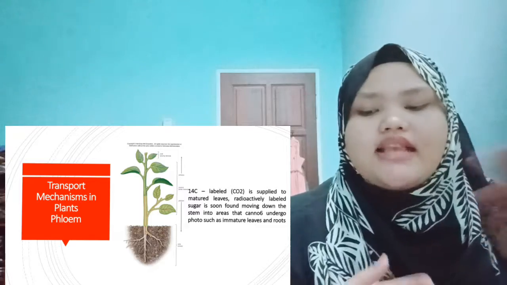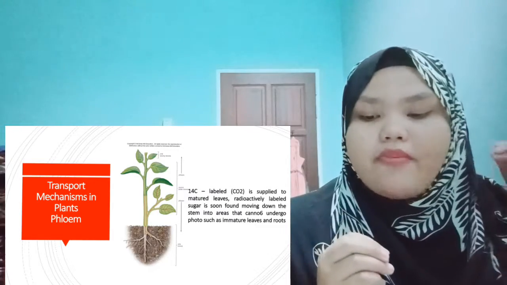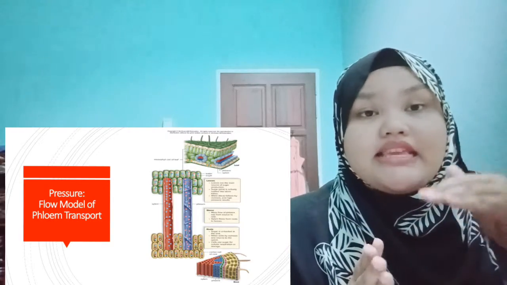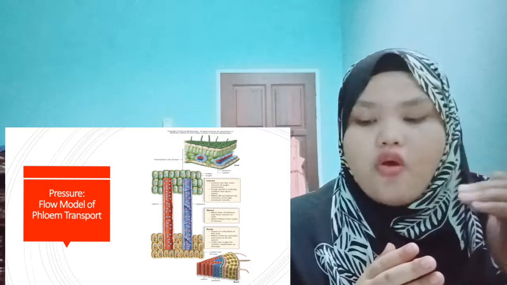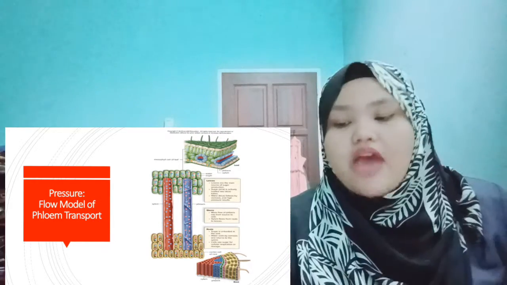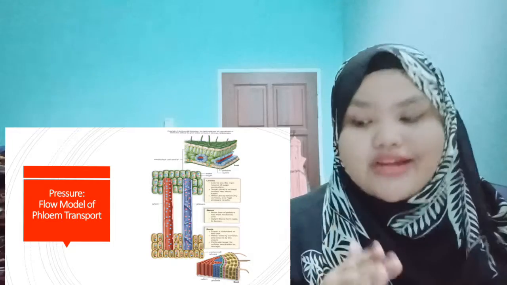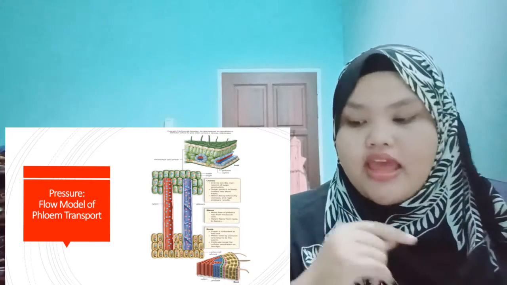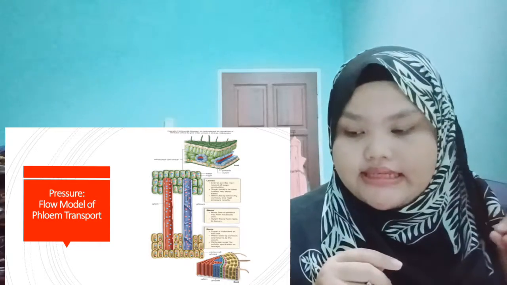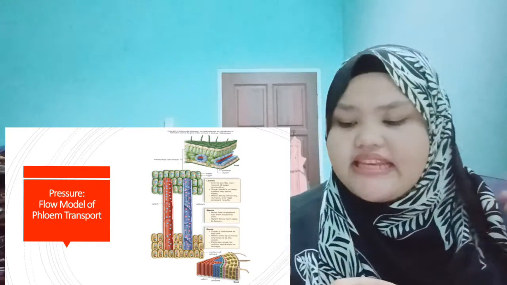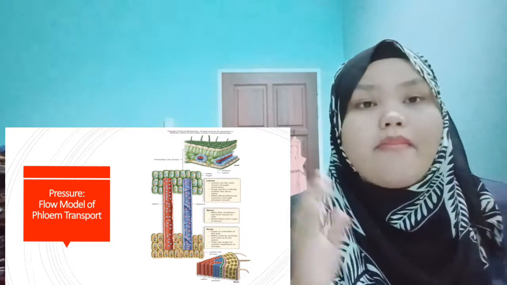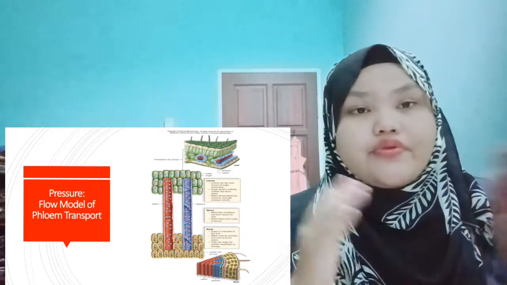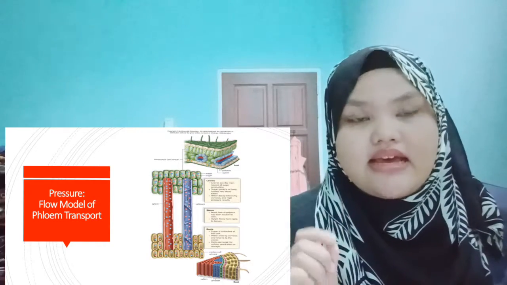Okay, next, I will explain the pressure flow model of phloem transport. As you can see, here is the picture of the pressure flow model of phloem transport. In the pressure flow model, sugar is produced at the source, which is the leaf, and dissolved in water to form phloem sap. In the sieve tubes, water is pulled in by osmosis. The phloem sap follows positive pressure and moves toward the sink, which is the root system.